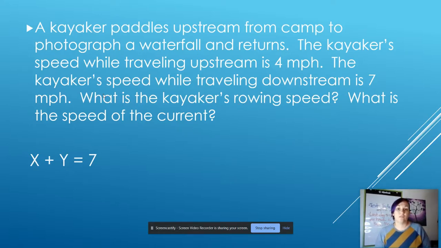So traveling upstream is when the current is pushing against you and making you go slower, and that would be the 4 miles per hour, and that would be x minus y. So the speed of the kayak minus the speed of the river pushing against them, and that would be x minus y equals 4. And then if you wanted to continue to solve this, you would use elimination. This one is asking for both the kayaker's speed and the speed of the current, so make sure that you are getting both answers if this was a problem on your homework.